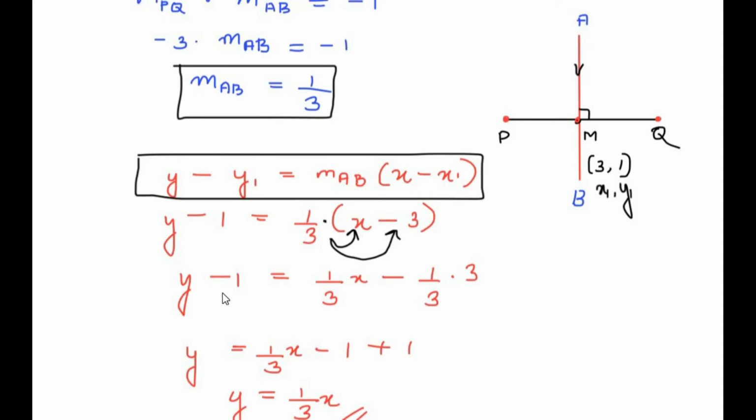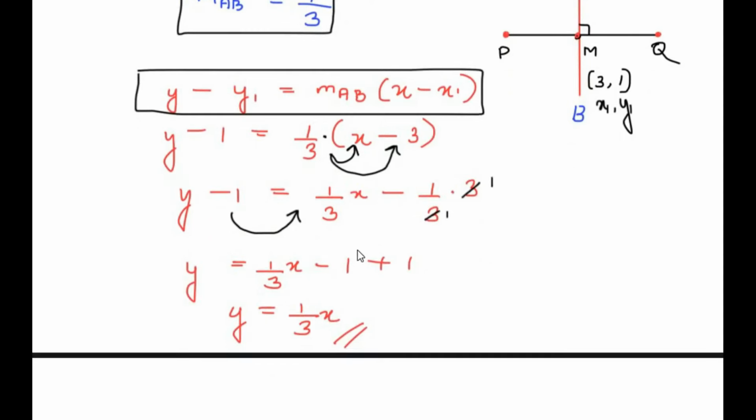Now here the negative 1 let us transfer to the right hand side. So we get y is equal to 1 over 3 x. Now this 3 and this 3 divide each other, giving you negative 1, and negative 1 goes to the other side and becomes positive 1. Now negative 1 and positive 1 will cancel out each other, giving us the equation of the straight line AB as y equals 1 over 3 x. Now let us move on to the next one.